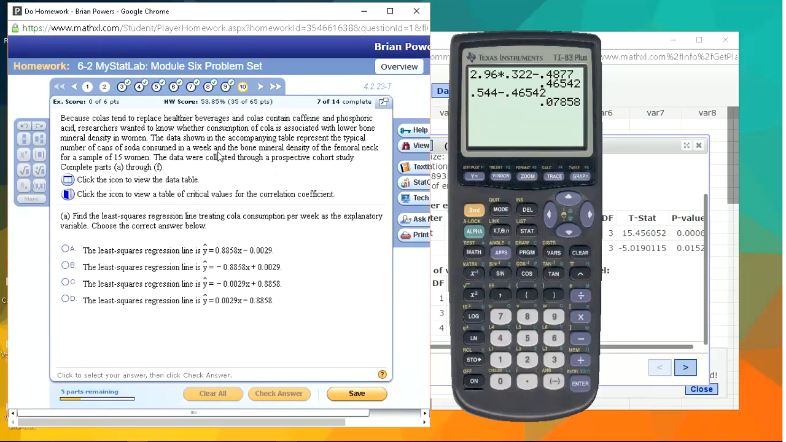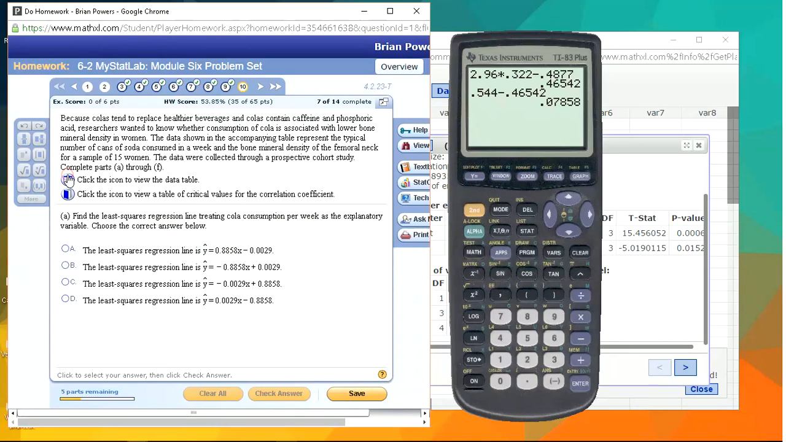So cola replaces healthier beverages, and cola contains caffeine and phosphoric acid. Researchers want to know whether consumption of cola is associated with lower bone mineral density in women. The data shown in the accompanying table represents a typical number of cans of soda consumed in a week and the bone mineral density of the femoral neck for a sample of 15 women. Okay, all this stuff.